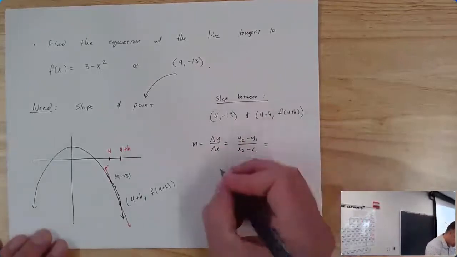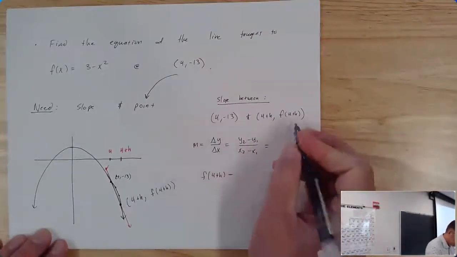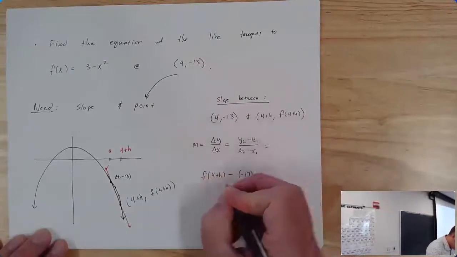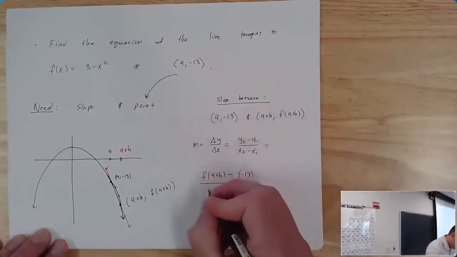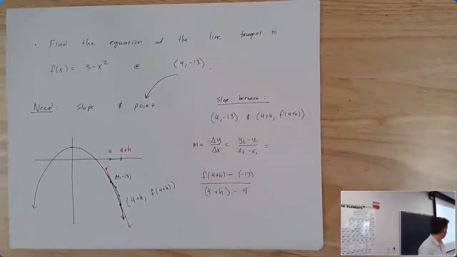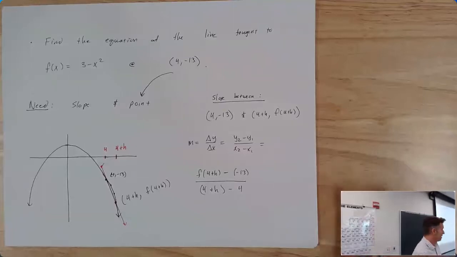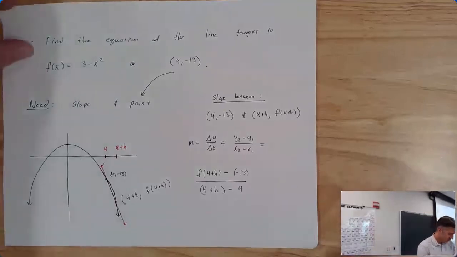So I'm going to write this as f of 4 plus h minus negative 13 over 4 plus h minus 4. Great. And then we're going to do all the algebra we need to make this as simple as possible. So let's go ahead and simplify this.